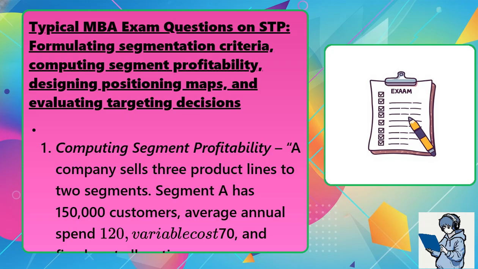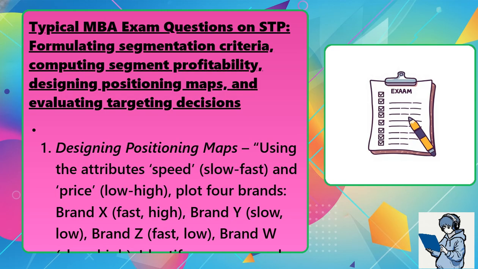2. Computing segment profitability. A company sells 3 product lines to 2 segments. Segment A has 150,000 customers, average annual spend $120, variable cost $70 and fixed cost allocation $3 million. Segment B has 80,000 customers, spend $200, variable cost $130, fixed cost $2 million. Calculate contribution margin and profit for each segment. Students perform contribution equals price minus variable cost times units, then subtract fixed cost.